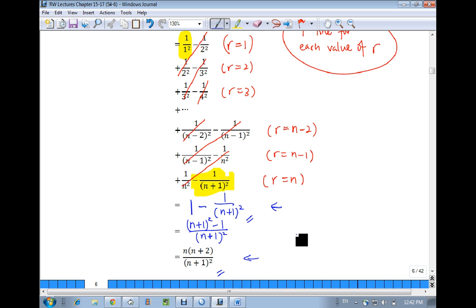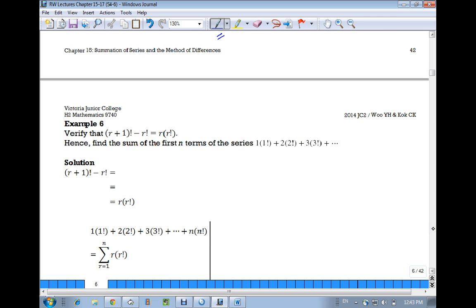Is that alright? Get the hang of it. The method of differences, quite nice, right? Quite fun, huh? Okay, example 6.